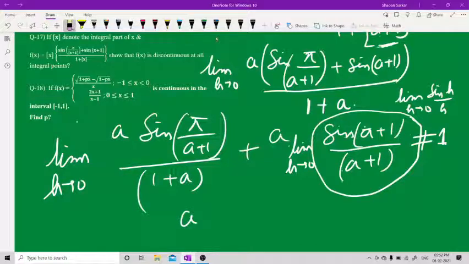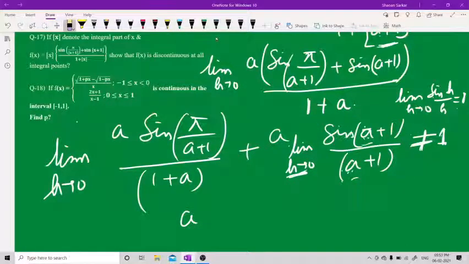Limit sin h upon h is 1, but here it is h and this is a. There is no h here. So don't make this total equal to 1, this is not equal to 1, understood. Now let's remove this line, remove all this confusion.